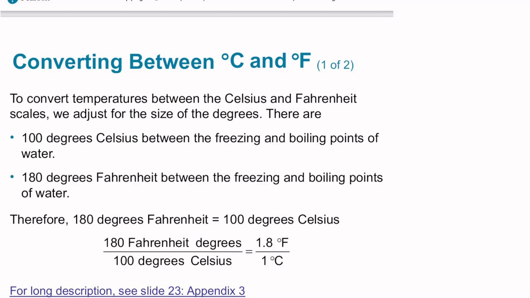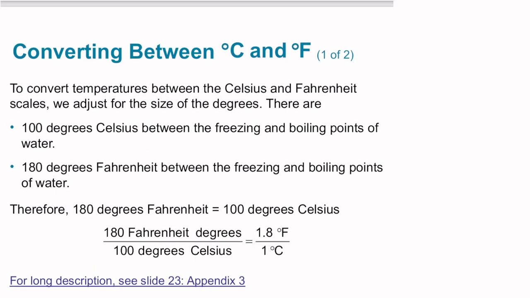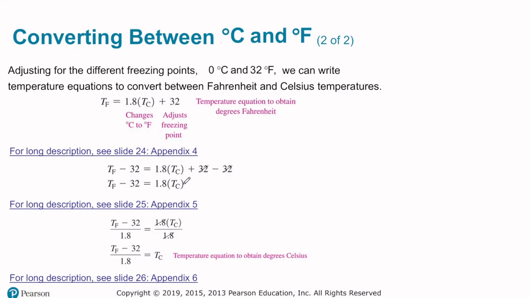Given a temperature in one scale, we may need to convert to another scale. To convert temperatures between Celsius and Fahrenheit, we need to adjust for the size of the degrees. There are 100 degrees Celsius between the freezing and boiling points of water, and 180 degrees Fahrenheit between the freezing and boiling points of water. We can derive a formula to convert between these temperature scales.